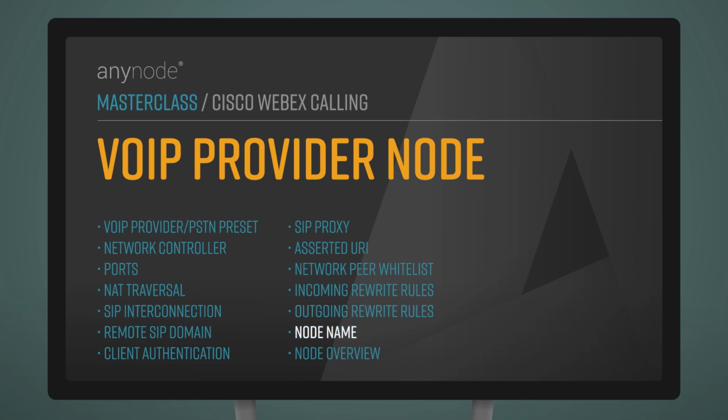13. Node name. We cover the configuration of the node name, which serves as a unique identifier for the voice over IP provider node within the network. 14. Node overview. The provided node configurations will be reviewed in the final assistant dialog.